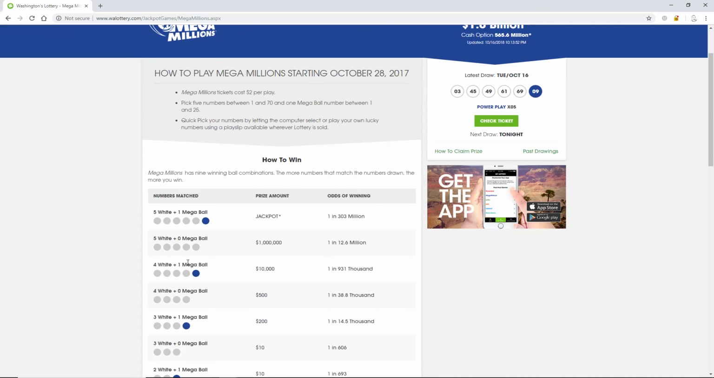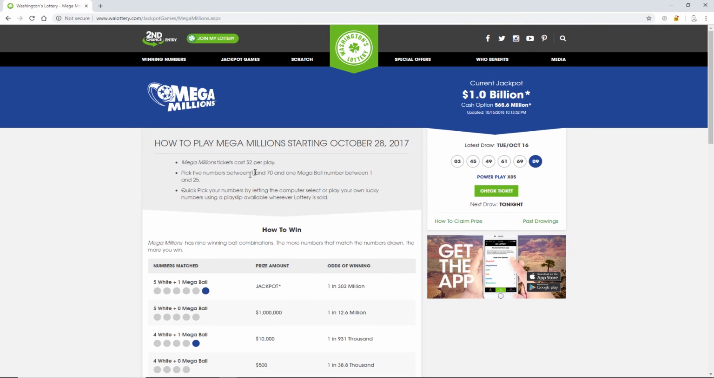There's other odds. If you can match all 5 but you don't match the mega, then your prize is $1 million, and the chance of that happening is 1 in 12.6 million. So in other words, out of all the different combinations, what they're claiming is not necessarily combinations, but permutations. There's 12.6 million permutations. Well, let's think about this though.